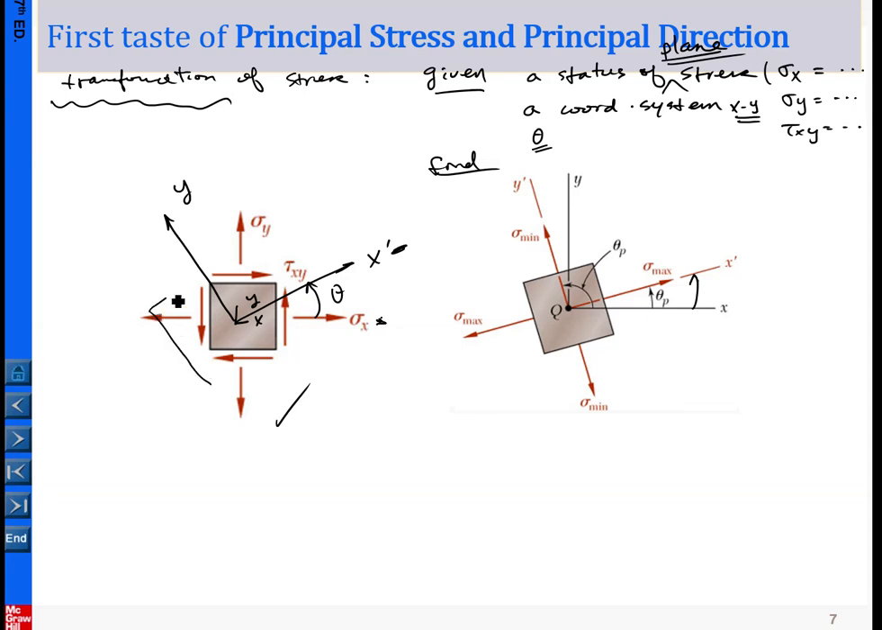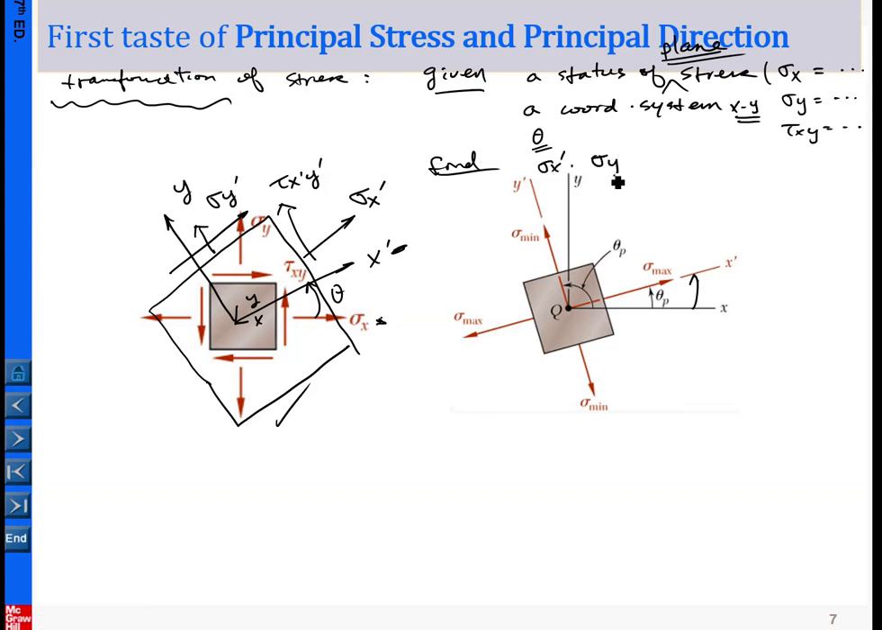Then what we're going to find is in the new transformed element. Let me enlarge this element. I don't want to mess up the drawing here, so I enlarge it schematically. In these new orientations, we want to find the new stress element. What is sigma x prime? What is sigma y prime? And what is the shear stress, tau x prime y prime? So this is a general description of the problem of the transformation of the stress.